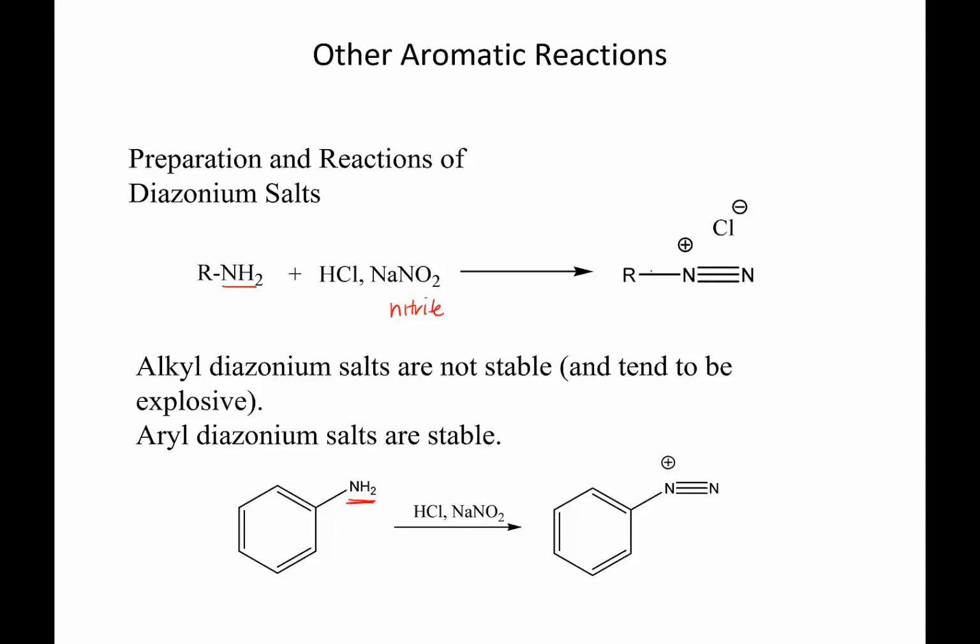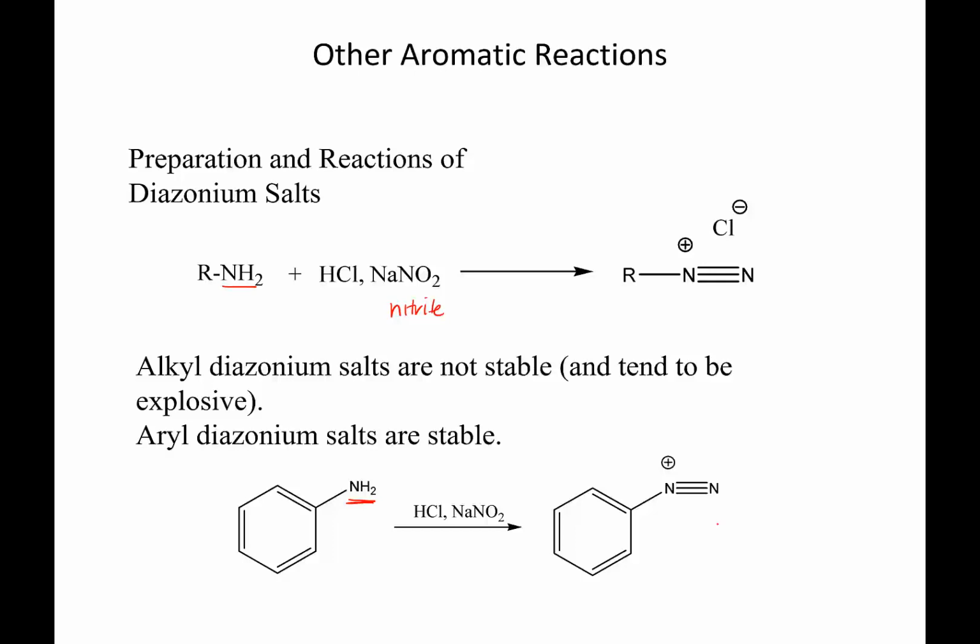It turns out that if it's just a normal alkyl group attached to the diazonium salt, you have to be careful because they're not stable. I've just put a nitrogen gas molecule attached to that alkyl group, and if you're not careful, that's going to explode. But if you put the diazonium in conjugation with a benzene ring, it's nice and stable. That makes an aryl diazonium salt, and those are stable. We don't have to worry about them exploding or anything like that.